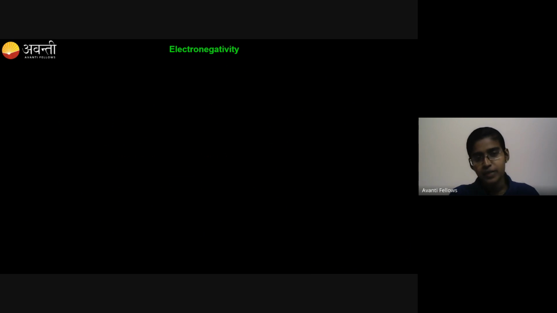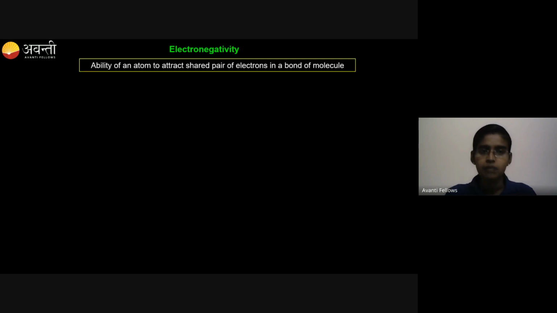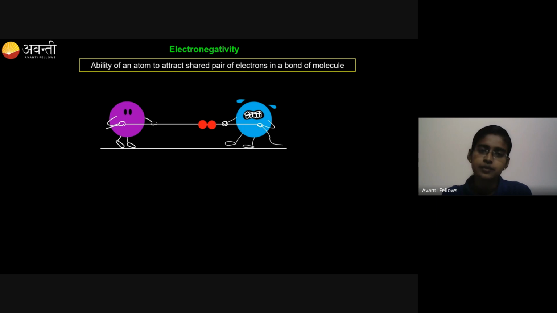Third physical property is electronegativity. What is electronegativity? Ability of an atom to attract the shared pair of electrons towards itself is called electronegativity. Right? Ability of an atom to attract the shared pair of electrons in a bond of a molecule is called electronegativity.